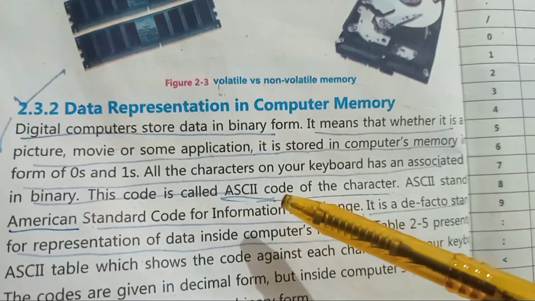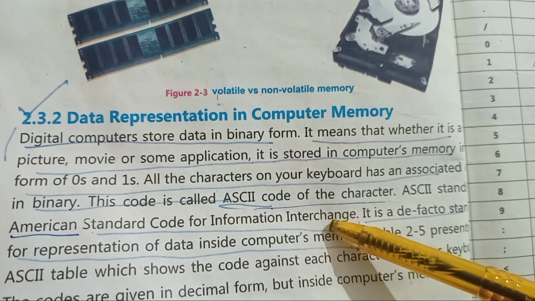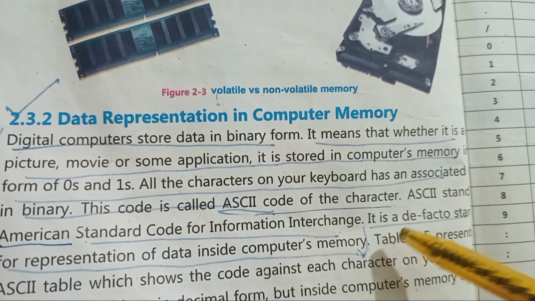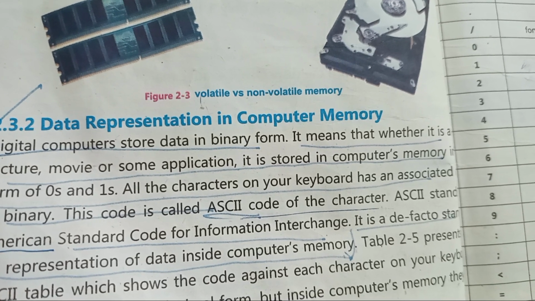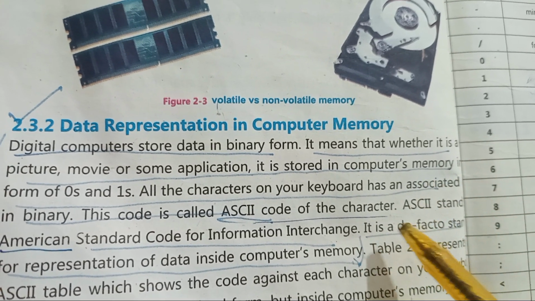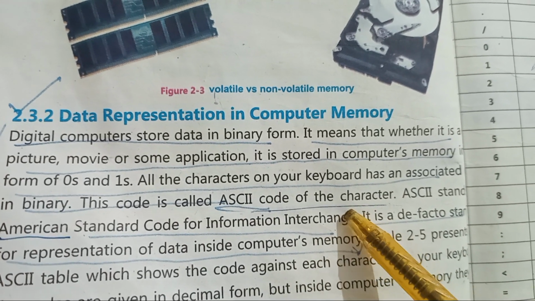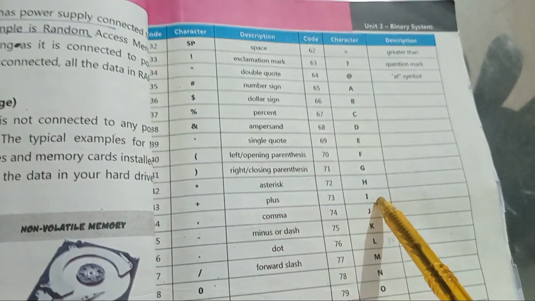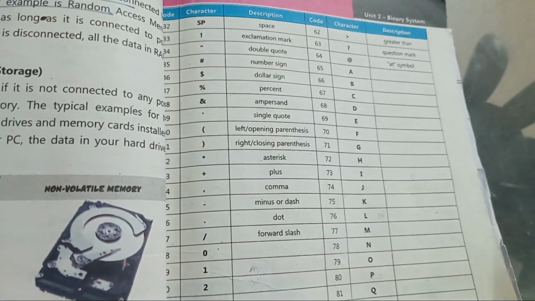Now what are the ASCII codes, right? ASCII stands for American Standard Code for Information Interchange, and these are the codes that your keyboard consists of. All the characters on your keyboard have an associated code in binary, and these codes are called the ASCII codes of the character, right? So as you see in the table, here are some of the ASCII codes of different characters that you are having on your keyboard.